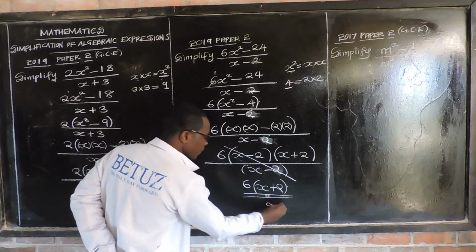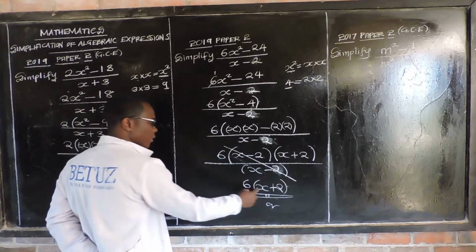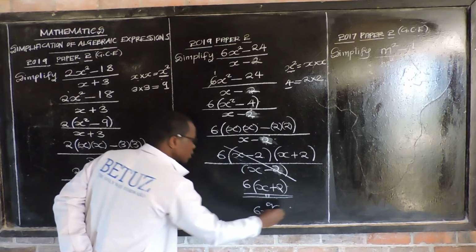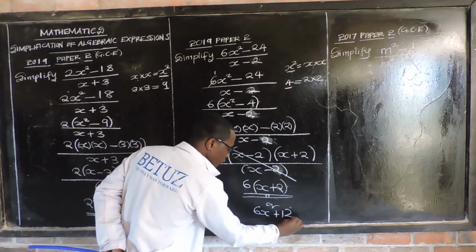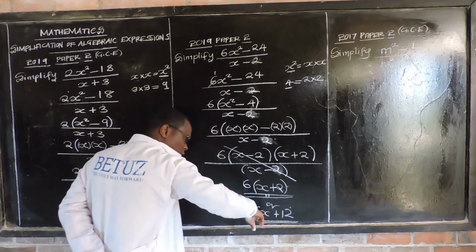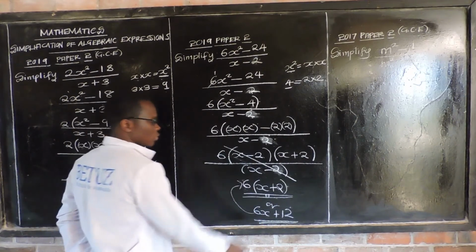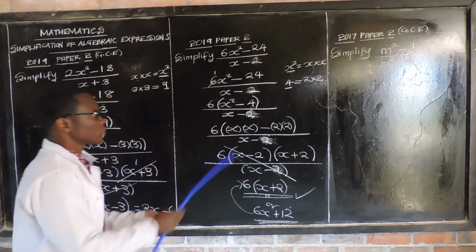Or you can even expand if you want. You just multiply what is outside by what is inside. So 6 times this, you get 6x plus 6 times 2, get 12. This is the answer. But if you factorize this one, you're going to have this one again. Okay? So this one or this one is allowed. Take note. So this is our answer. Just sorry for this one.